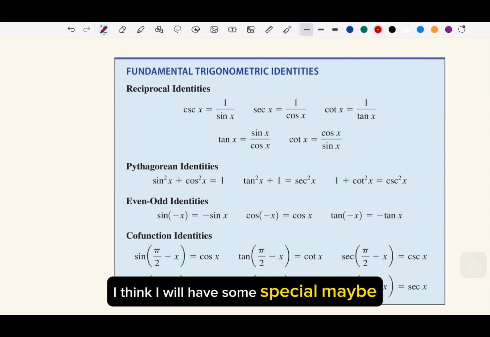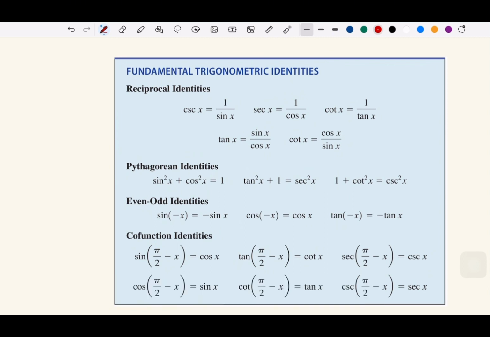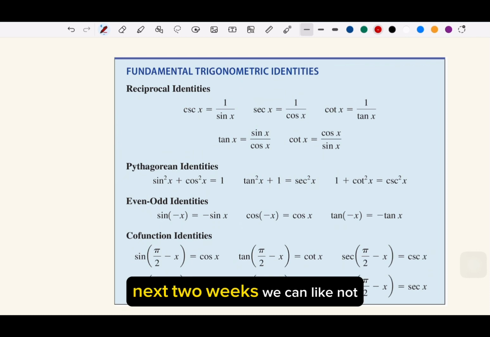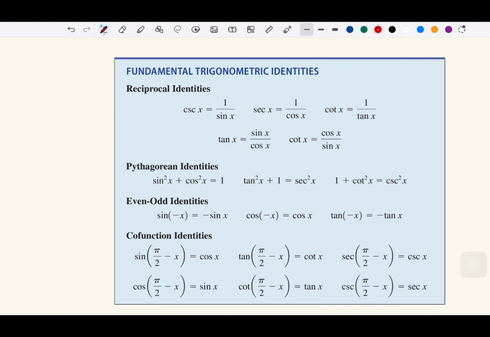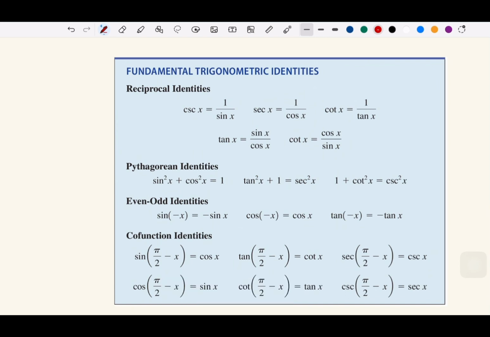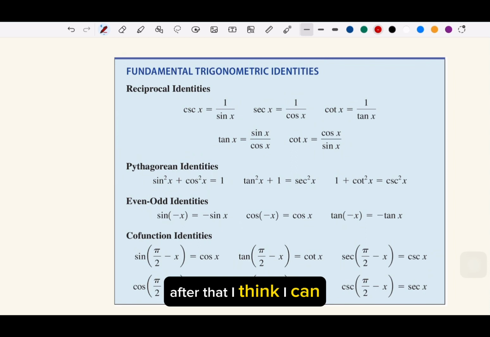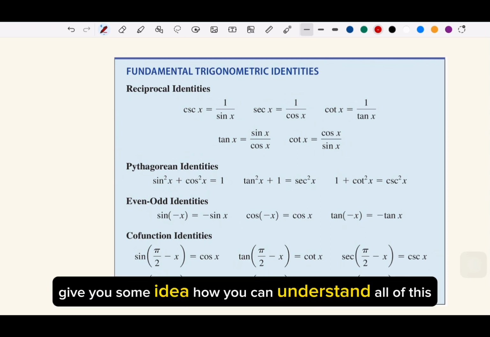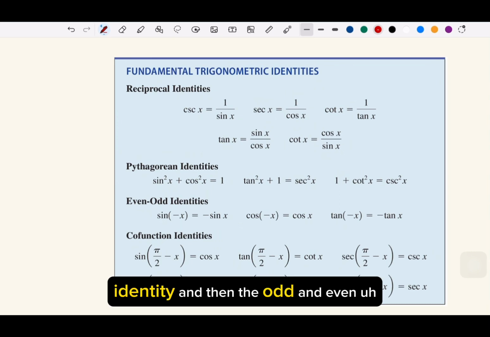Okay, I think I will have some special session maybe in the next 2 weeks. Not next Monday, but after Monday. After that, I think I can give you some idea how we can understand all of these identities, and then the odd and even.